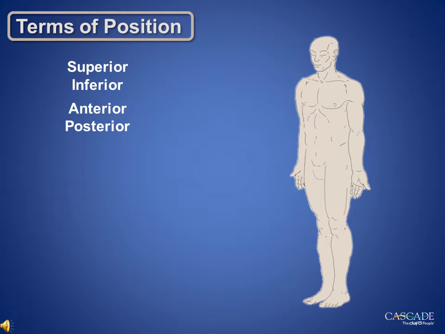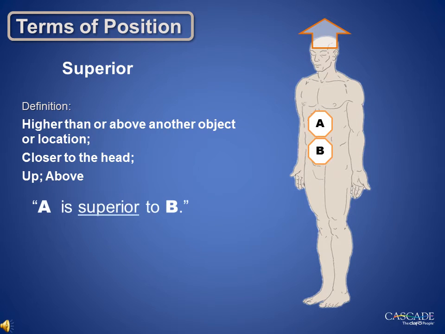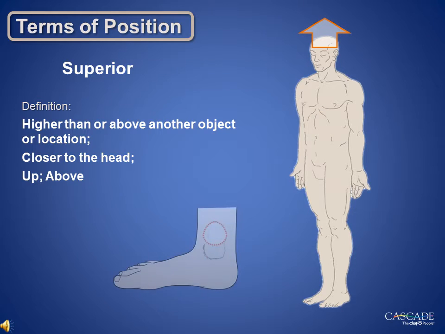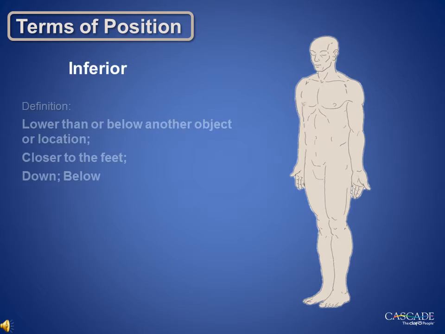Let's begin. Superior means higher than or above another object or location, closer to the head, up, or above. In this example, A is superior to B. A typical use of this term would be in an instruction such as add additional padding superior to the medial malleolus.